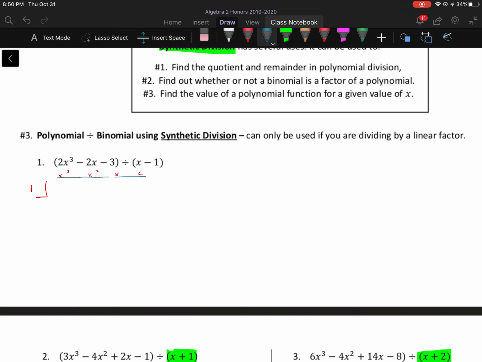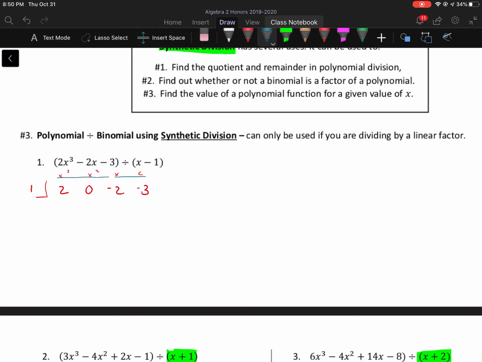The coefficient for my x to the third is a 2. So I'm going to put a 2 right here. The coefficient for your x squared term, we don't have one. That's a 0. The coefficient for your x term is a negative 2. And your constant is a negative 3. So remember, that was just the coefficients for each term here. And we didn't have an x squared, so we put a 0 there instead. So I'm going to start you off with that.